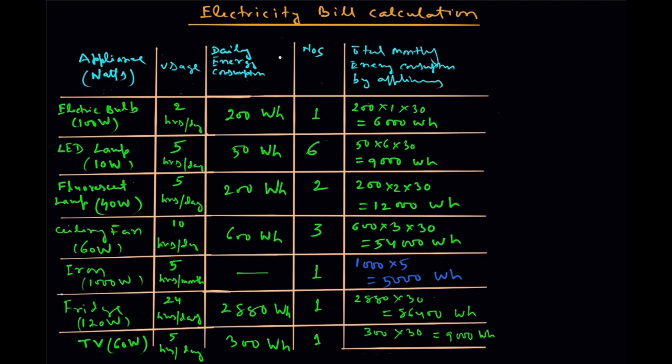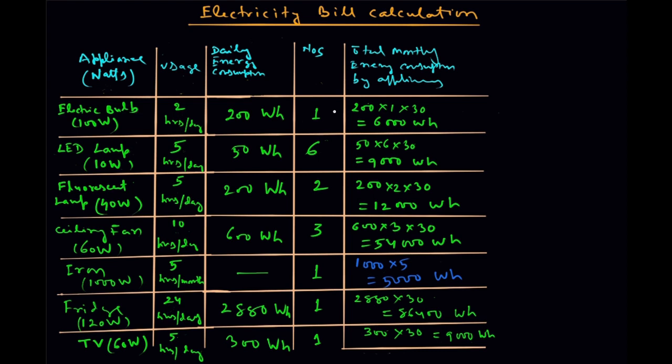Now we'll discuss the electricity bill, how the electricity bill is calculated. These are the appliances found in a particular house, and this is usage. Usage means for what time they are used per day or per week. Here it is 2 hours per day, and this is daily energy consumption that we will calculate from this, and numbers of the particular appliance.